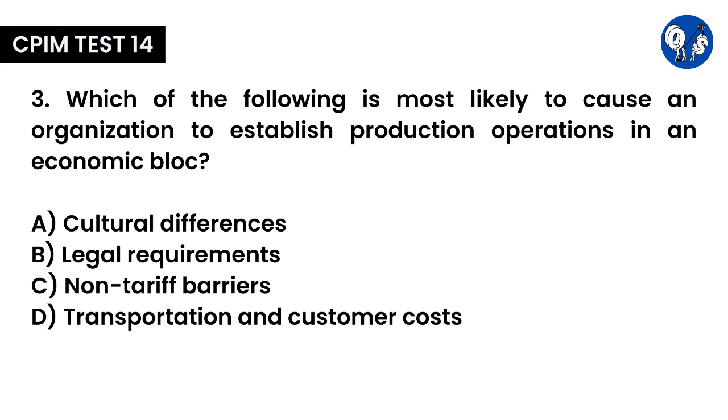Question number 3. Which of the following is most likely to cause an organization to establish production operations in an economic bloc? A. Cultural differences. B. Legal requirements. C. Non-tariff barriers. D. Transportation and customer costs. Here the correct answer is C.